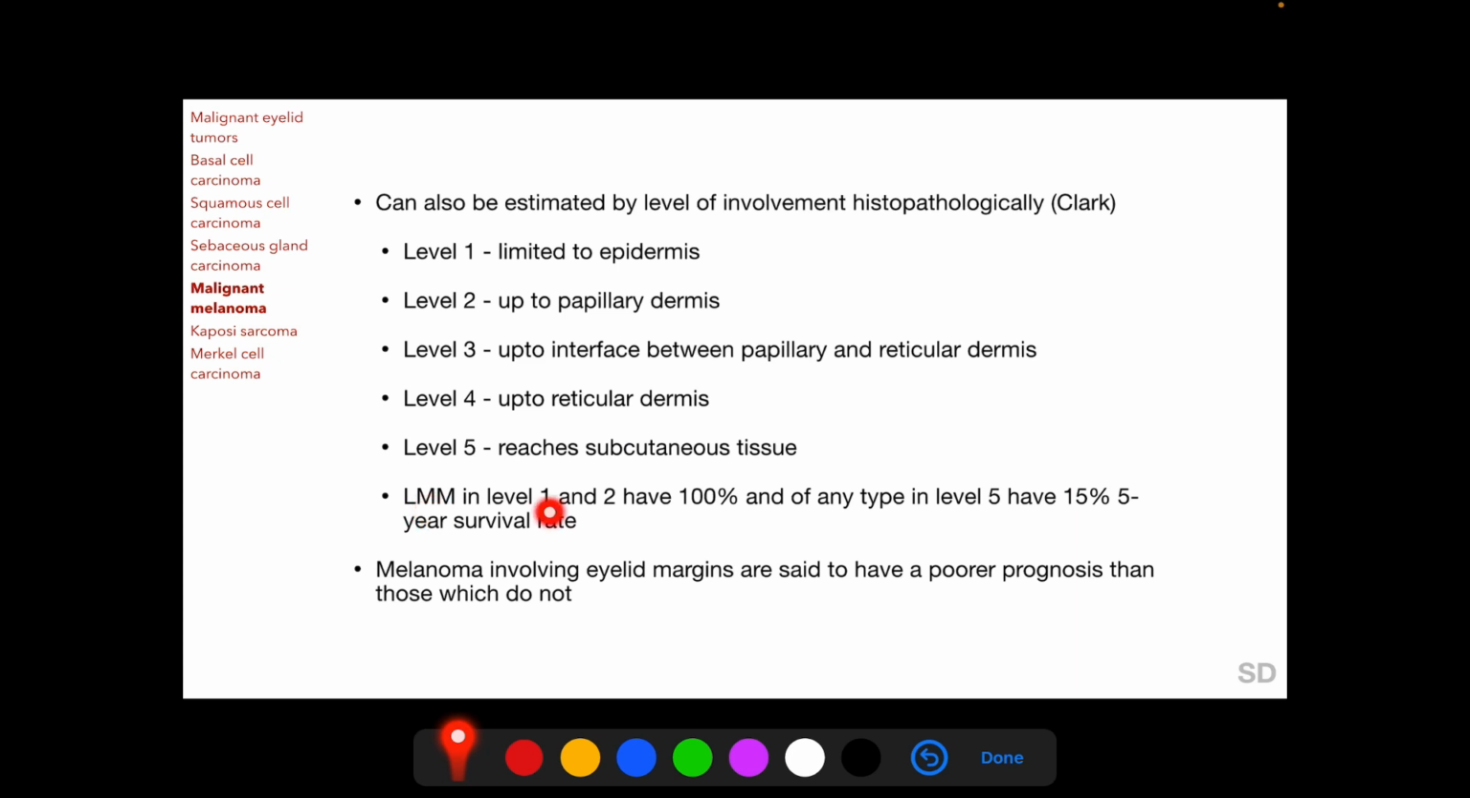Lentigo-malignant melanoma in levels 1 and 2 has a 5-year survival rate of 100%, and melanoma of any type in level 5 has only a 15% 5-year survival rate. And melanoma involving eyelid margins is said to have a poorer prognosis than those which do not.